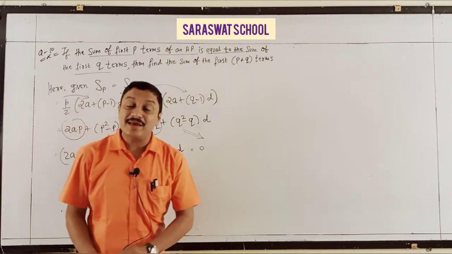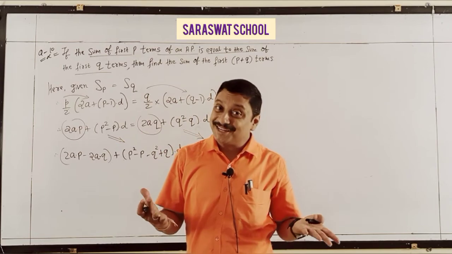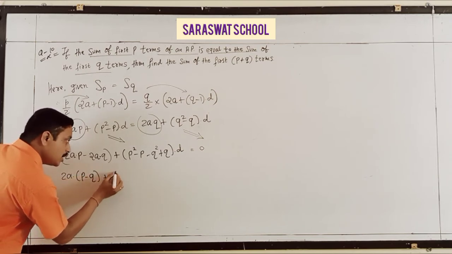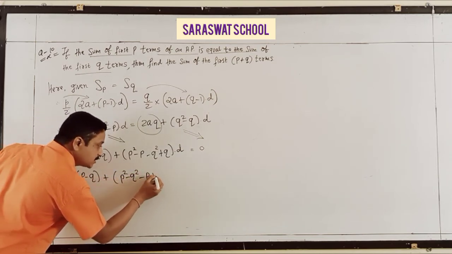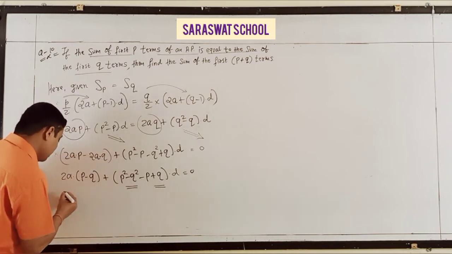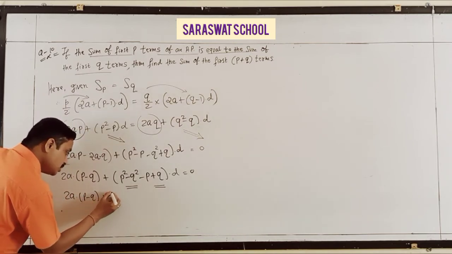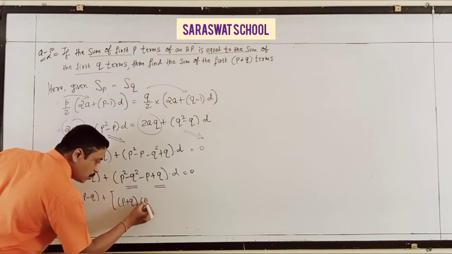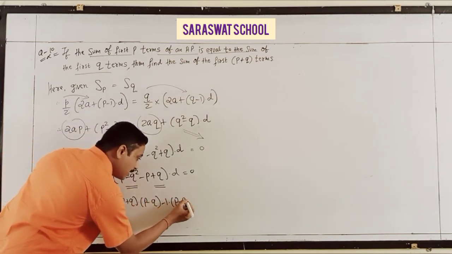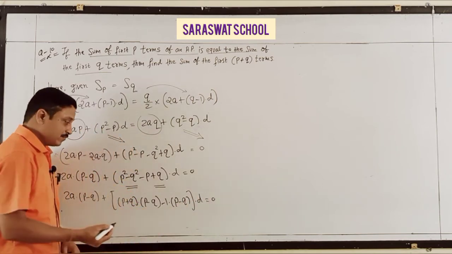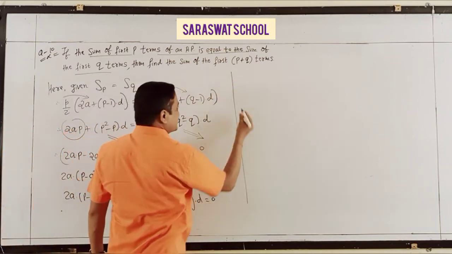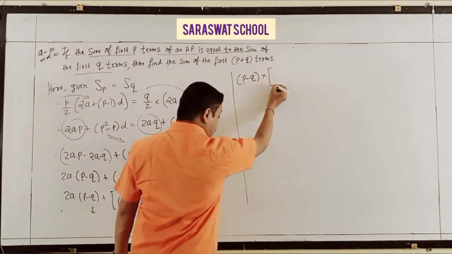Actually students, I take the same terms with the common and after that factorization. So here 2a common (p minus q), here p square minus q square minus p plus q, and d as it is. Here you have to split, and here as it is p minus q. Students, here I take two factors, (p plus q)(p minus q), and here minus 1 common taking, remaining is p minus q. Now you check, p minus q common, yes. So p minus q you take common, but the others are as it is.